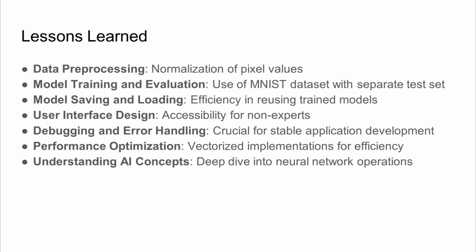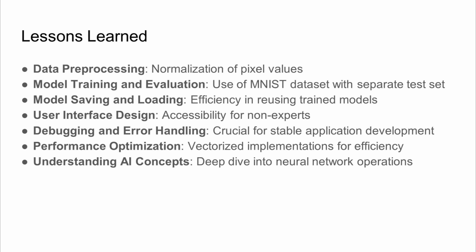This aspect of software design is crucial in bridging the gap between complex machine learning algorithms and end-user usability. Throughout the project, debugging and error handling were continuous focuses. Addressing various bugs and potential issues with data input and matrix operations was crucial for ensuring the stability and reliability of the application. These activities underscore the importance of rigorous testing and quality assurance in software development.